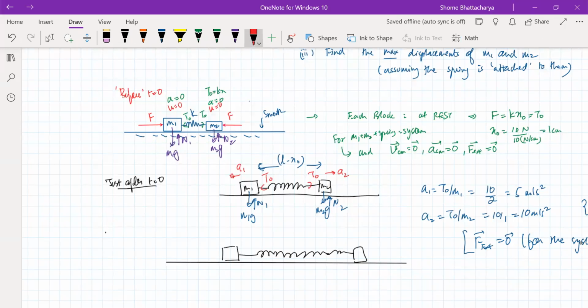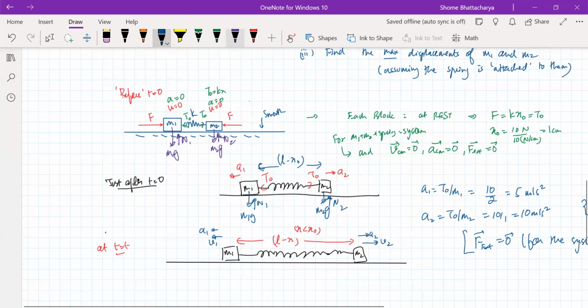So this is now L minus X, where X has become less than X naught, at some T equal to T. Okay. So what we'll see is that by now, this block would have got, apart from some displacements, it would have got some velocities also. And they would have developed some displacements also.